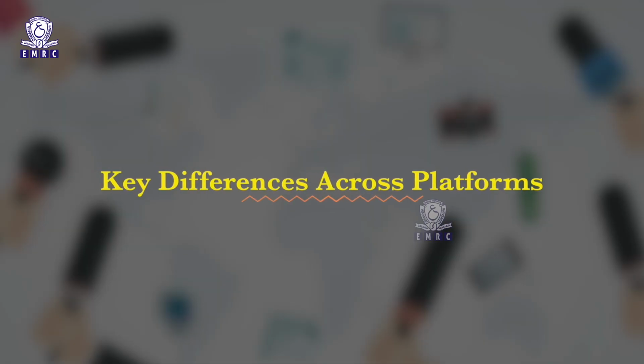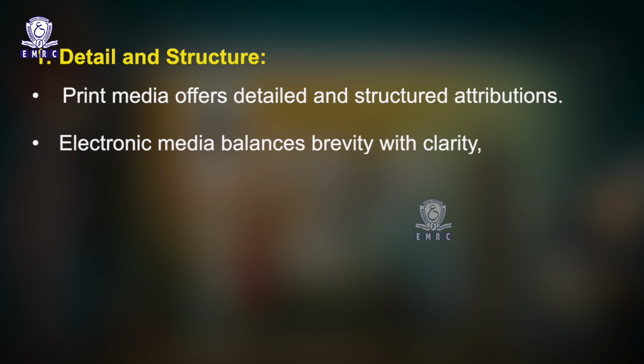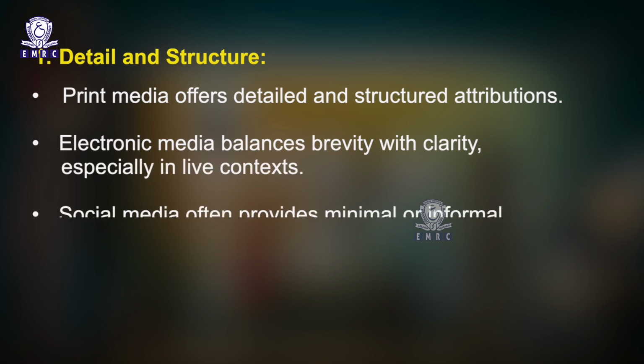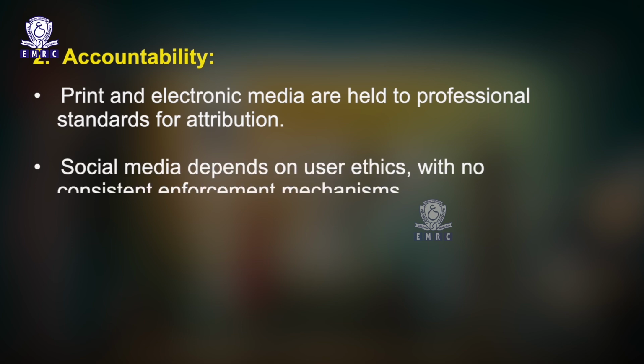Now, we will see the key differences across platforms. Print media offers detailed and structured attributions. Electronic media balances brevity and clarity, especially in live reporting. Whereas social media often provides minimal or informal attributions. Coming to accountability, print and electronic media are held to professional standards for attributions, whereas social media depends on user ethics with no consistent enforcement mechanism.